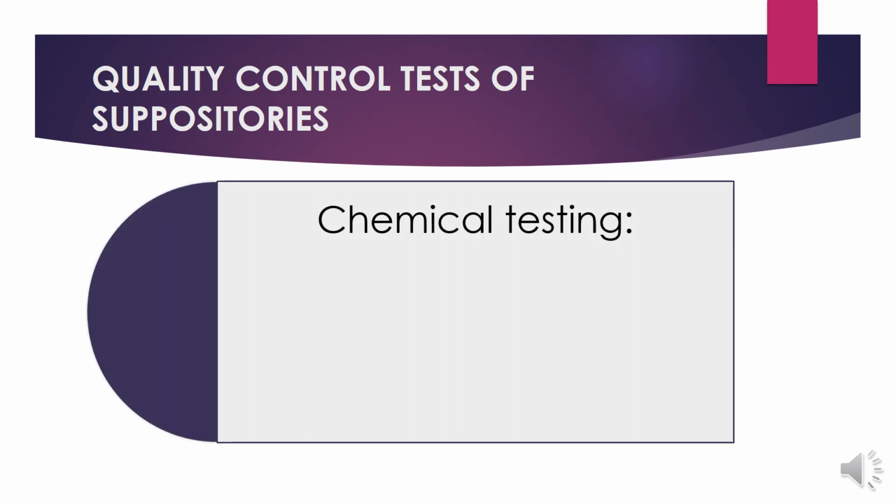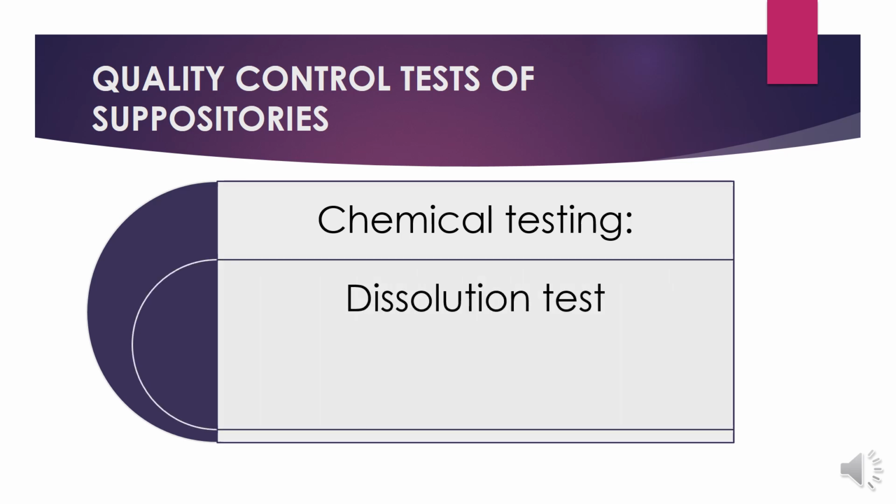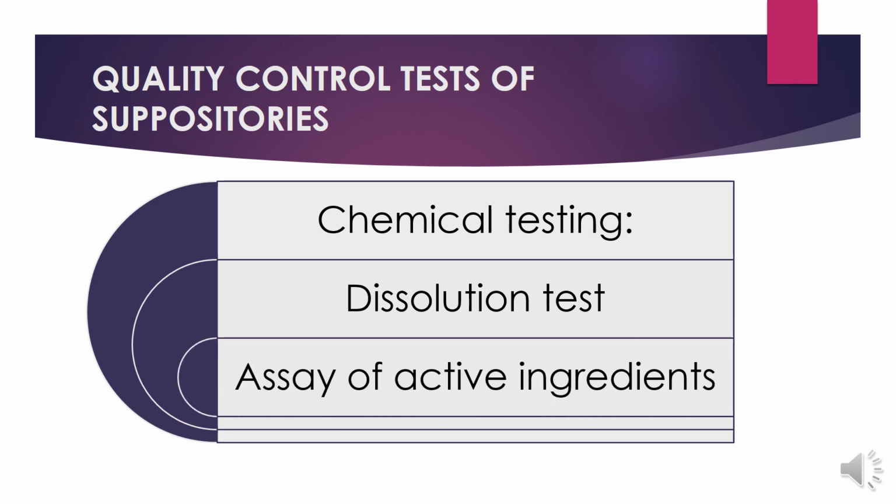So the chemical testing procedures include dissolution test and the assay of active ingredients. These are the chemical testing process for the quality control of suppositories.